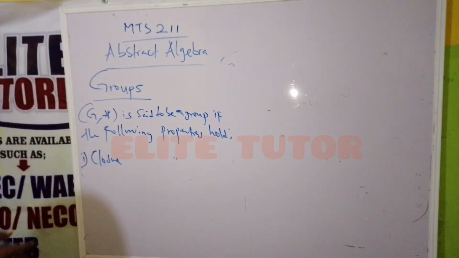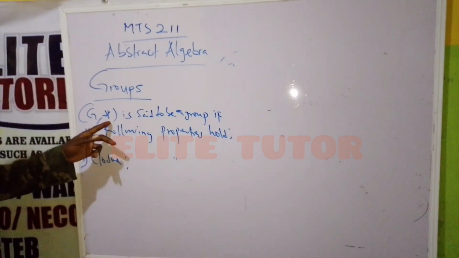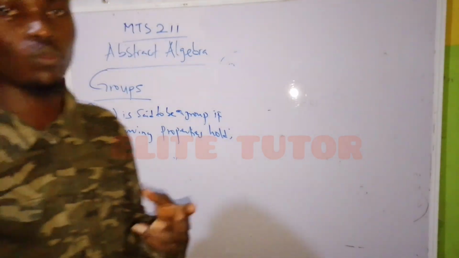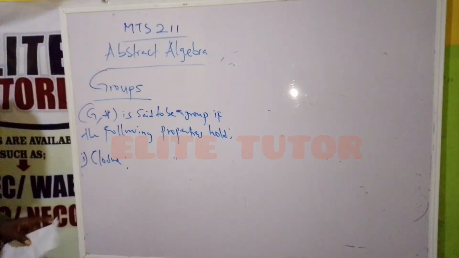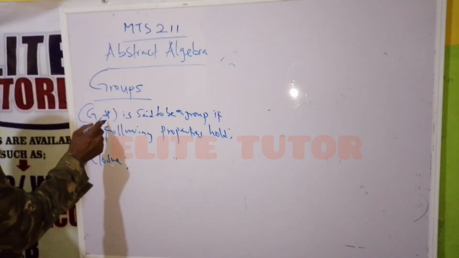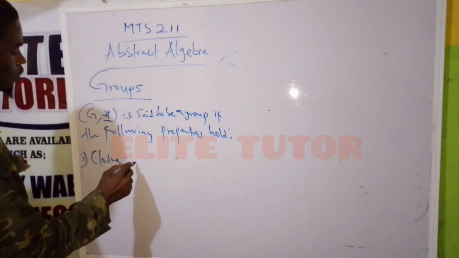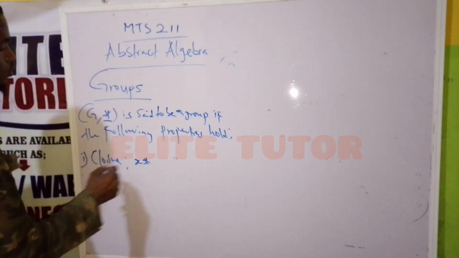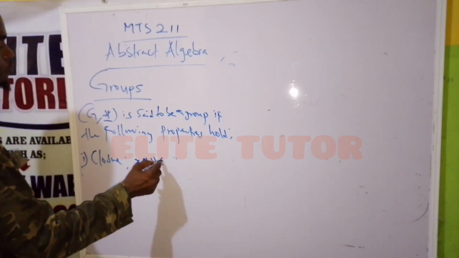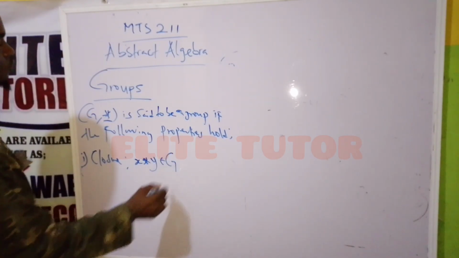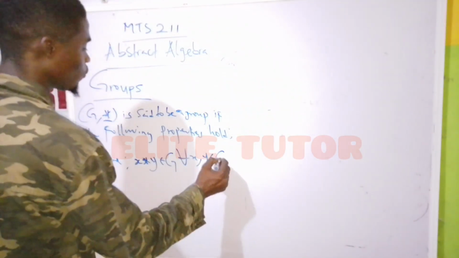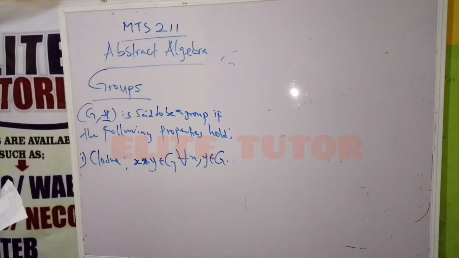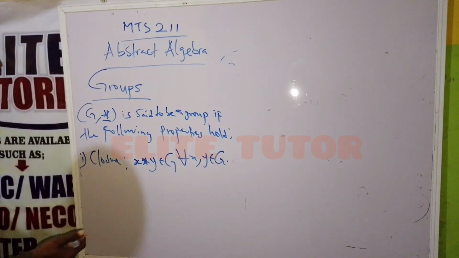The first property is what we call closure. And don't forget, inside this group there is an operation. So that operation is going to be applicable to whatever kind of identity we are using. Going by this operation, I will say that x operation y is an element of what? An element of G, for all x, y in G. So that's the first instance. There is no stress about that.